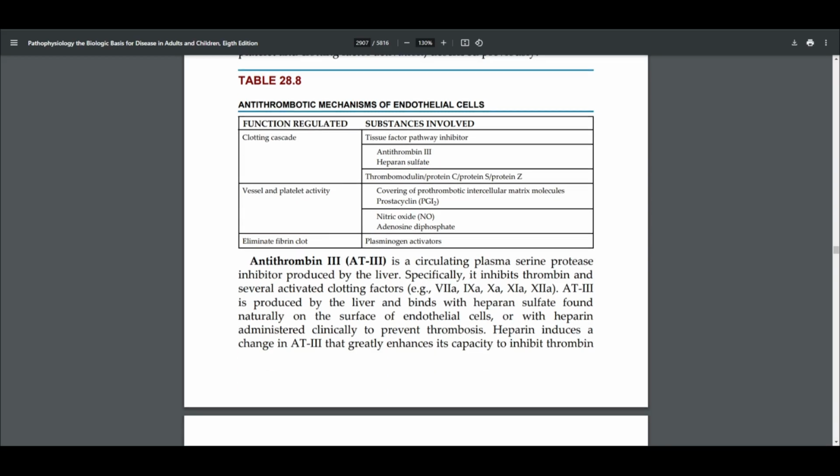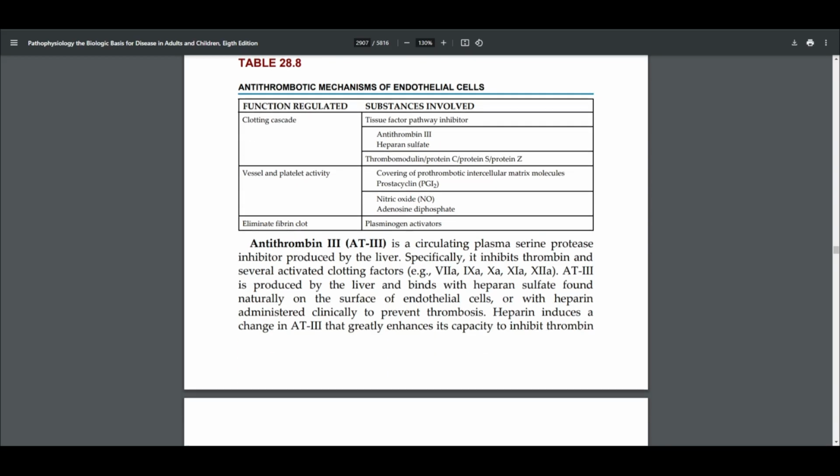So here we're taking a look at the antithrombotic mechanisms of the endothelial cells. Antithrombin III is a circulating plasma serine protease inhibitor produced by the liver. Specifically, it inhibits thrombin and several activated clotting factors. Antithrombin III is produced by the liver and binds with heparan sulfate, found naturally on the surface of the endothelial cells, or with heparin administered clinically to prevent thrombosis.